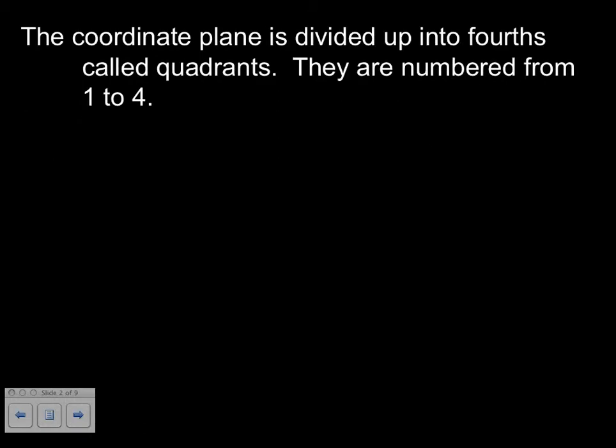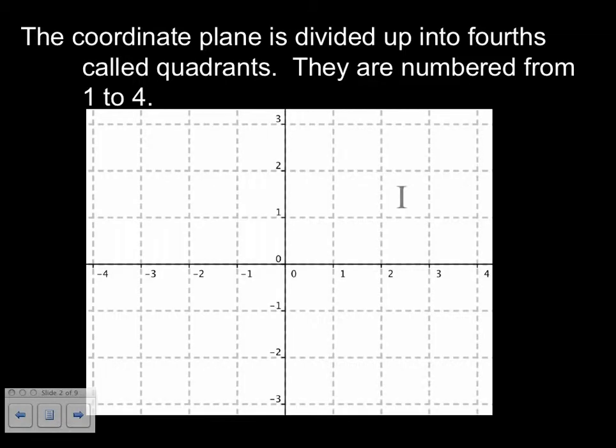The coordinate plane is divided up into fourths, which are called quadrants. They're numbered from 1 to 4 using Roman numerals. Starting where the x values and y values are both positive, that's quadrant number 1, and working our way around counterclockwise until we get to the fourth quadrant.